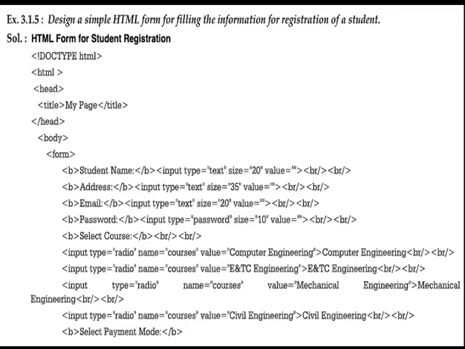Since the name is single line text, you can take what? Text box. How to take a text box? Close the B tag, then input type is equal to text, size I have given as 20 and value I have kept it as blank. Then your BR tag, break tag 2 times, that is it will leave 2 lines.